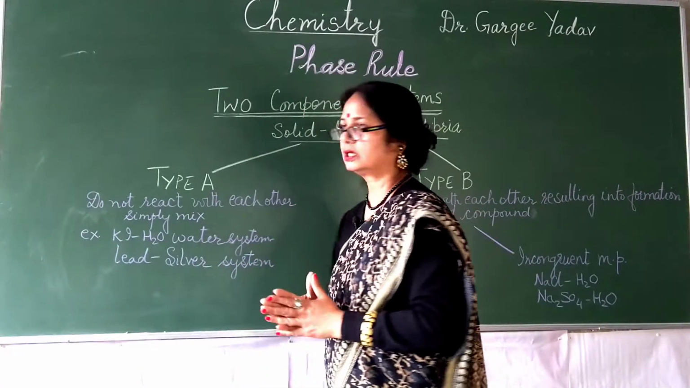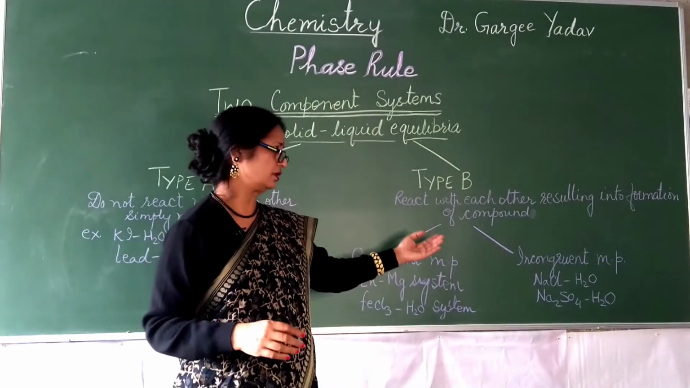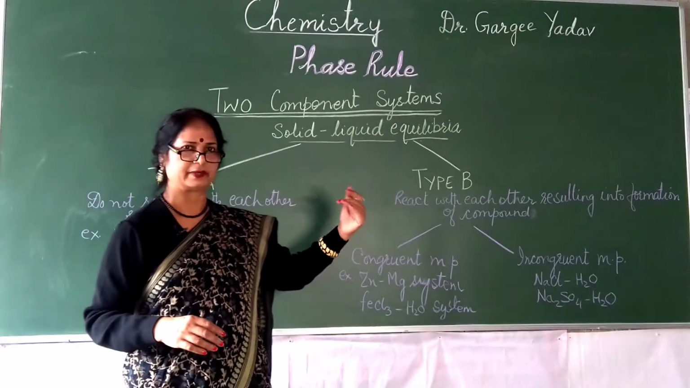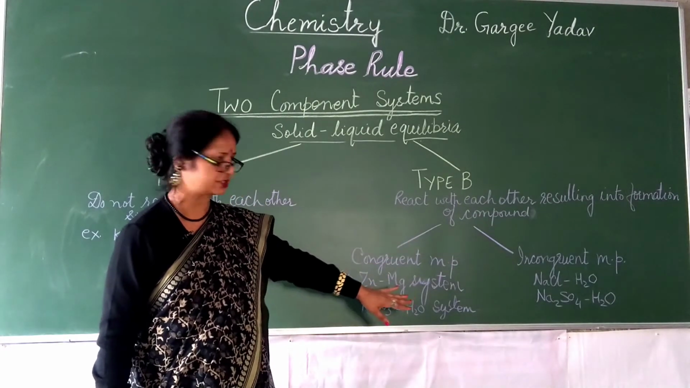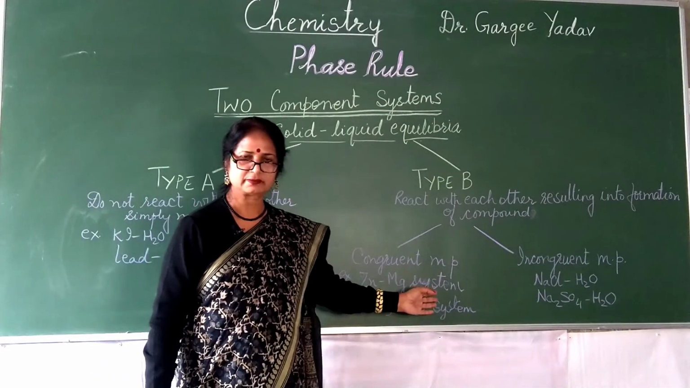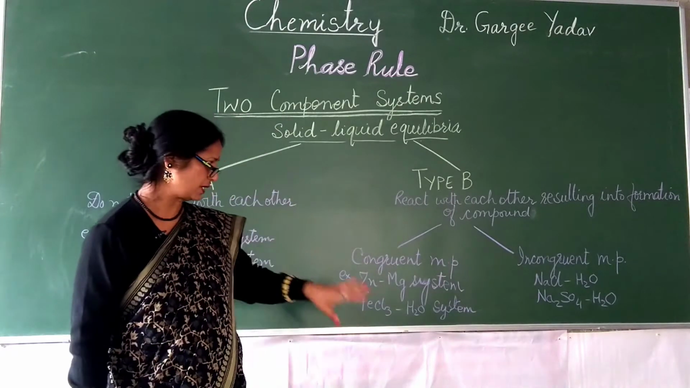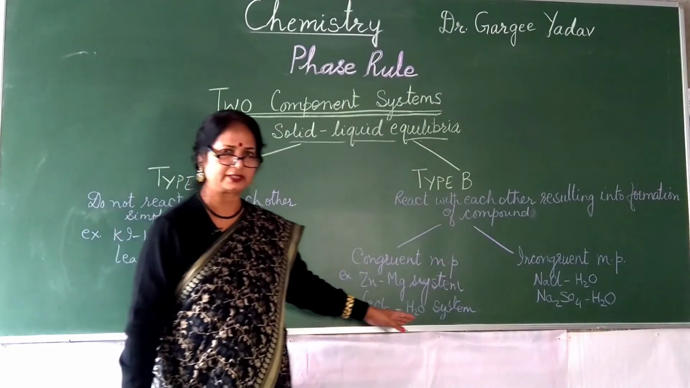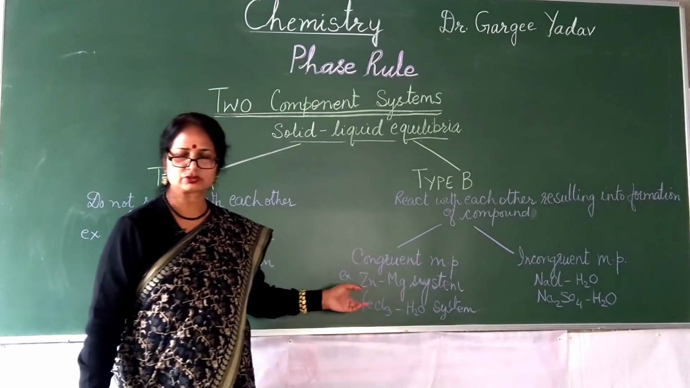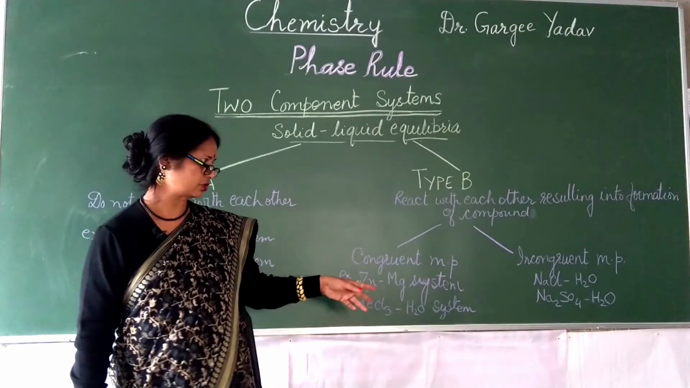Now let's come to the other type, which is the compound having the incongruent melting point. First of all, examples of the congruent melting point system are the zinc magnesium system, in which a compound Mg2Zn is formed, and in the form of a hydrate system we have the ferric chloride and water system. I have taken these two systems because they are in your syllabus also.